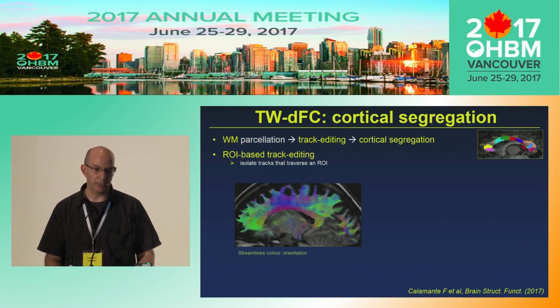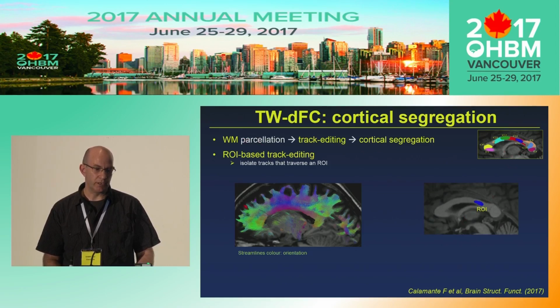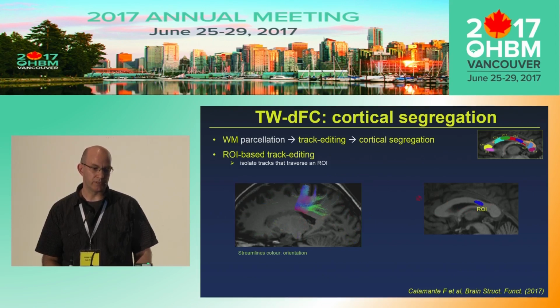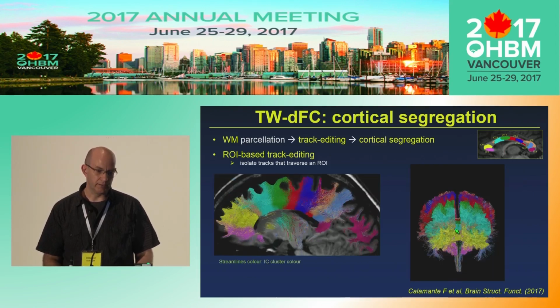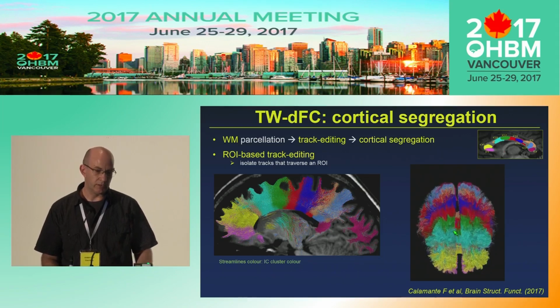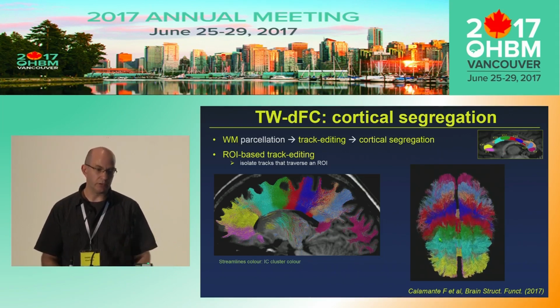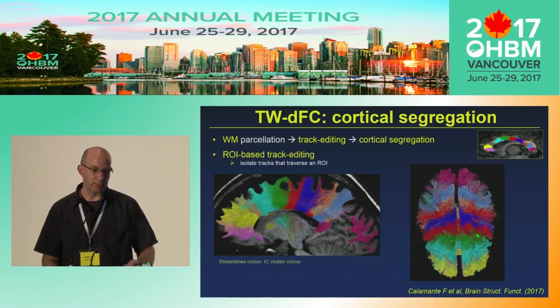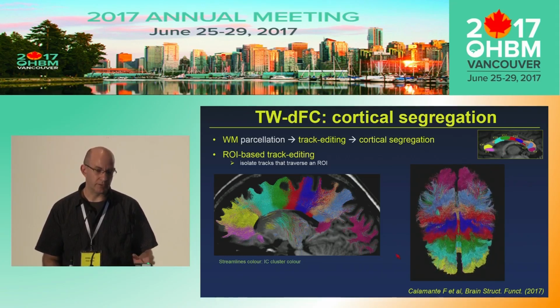So for example, we can take each of these regions at a time. Let's take this one here, take your tractogram and tract edit, so only isolate the ones that go through that region and assign those ones to that region, and do that to all the other ones the same, and you get something like this. So based on the structural and functional connectivity, including dynamics, you can start parcellating the transcallosal connectivity in a data-driven way.